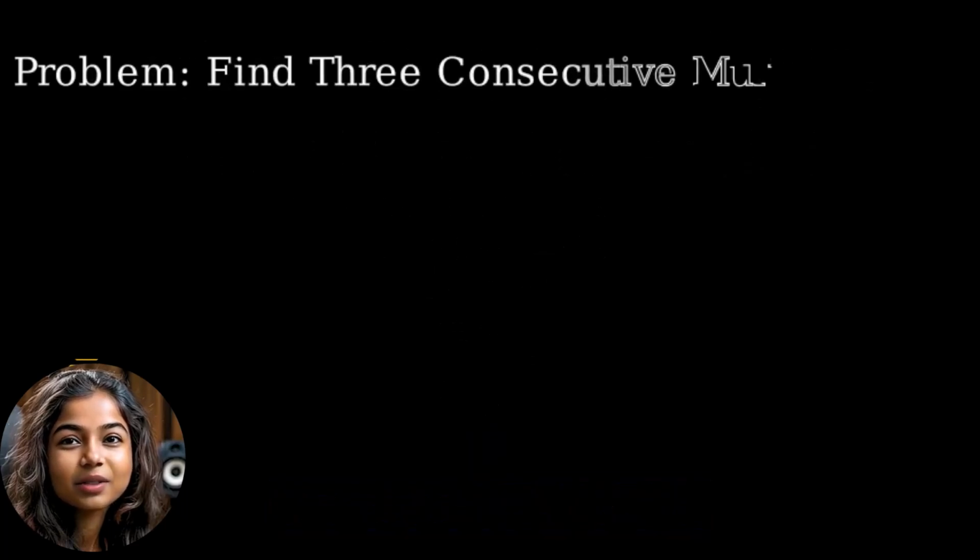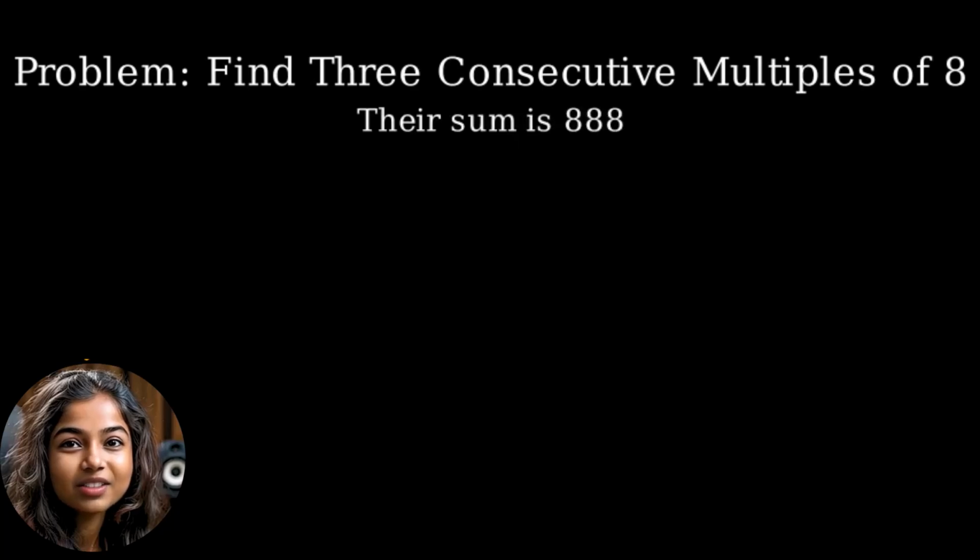Let's solve this problem step by step. We need to find three consecutive multiples of 8 that sum to 888. Let's first understand what consecutive multiples of 8 look like. The multiples of 8 go 8, 16, 24, 32, and so on. Notice that each multiple is 8 more than the previous one.